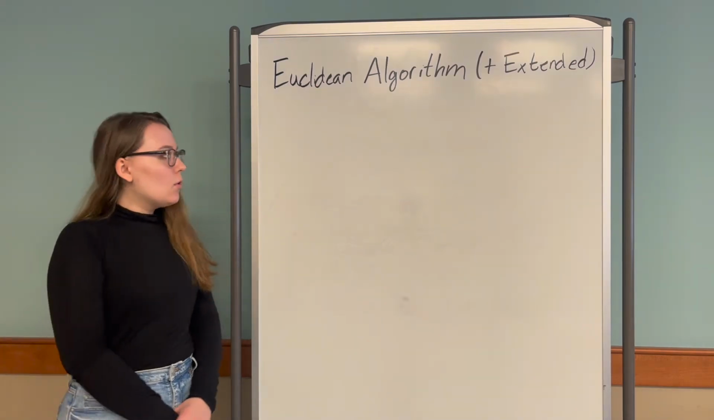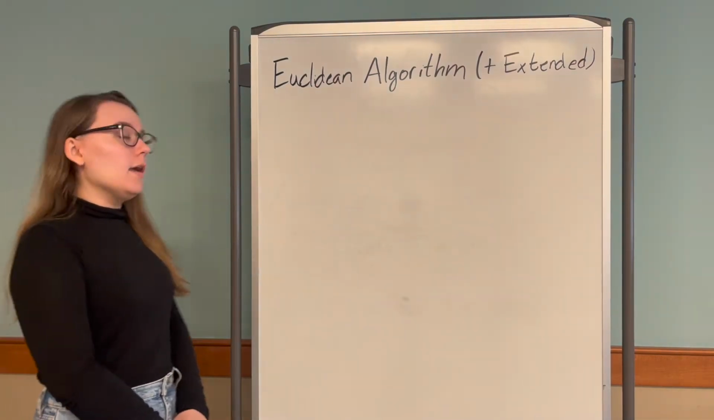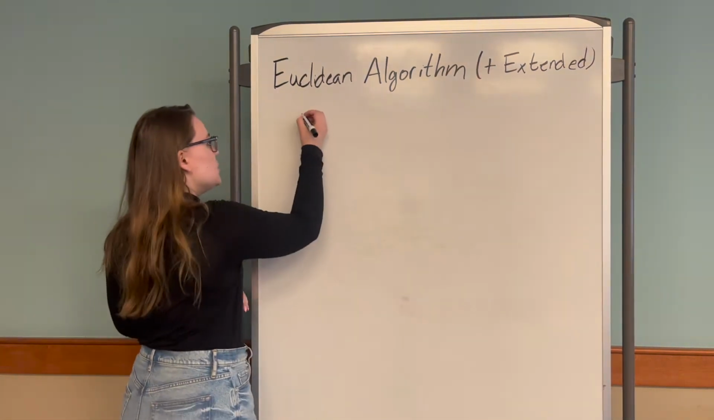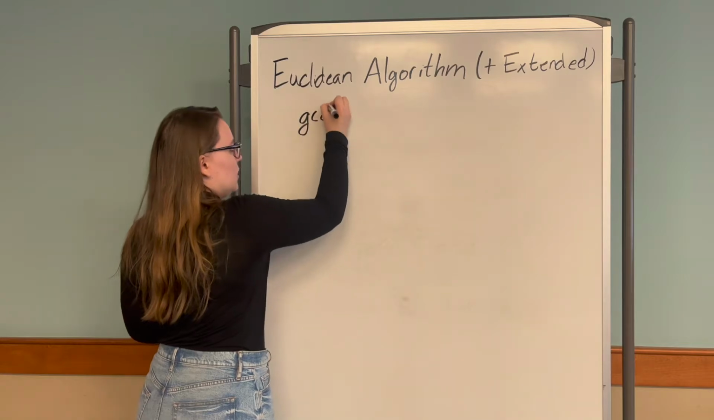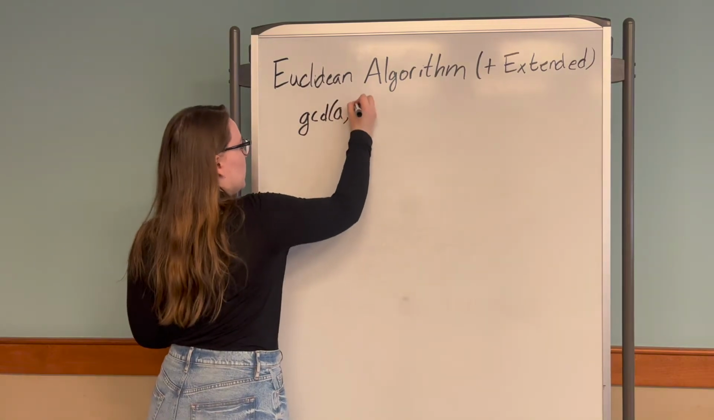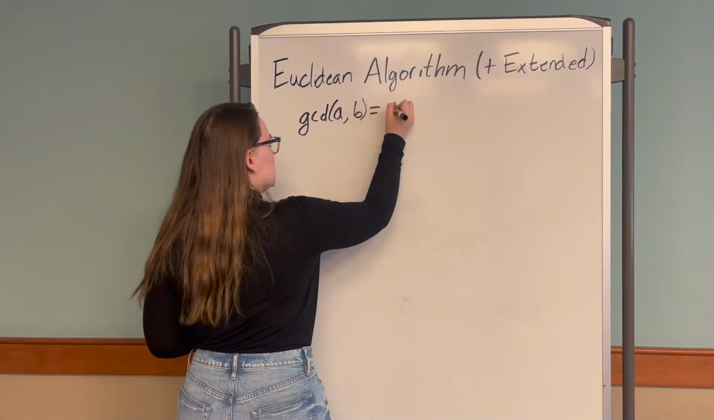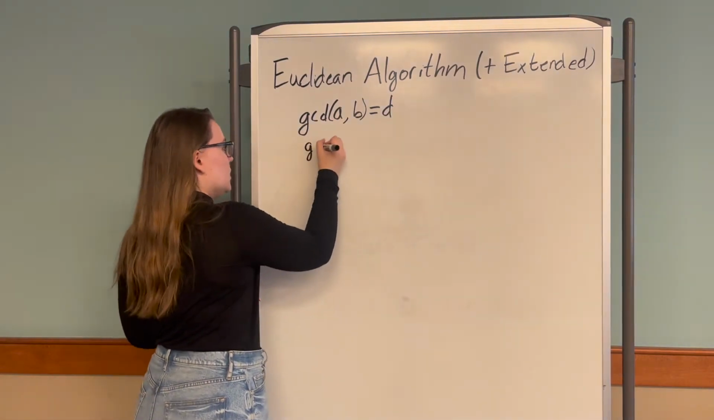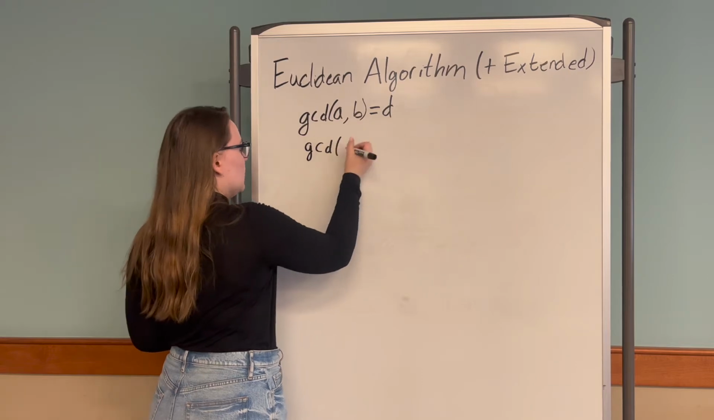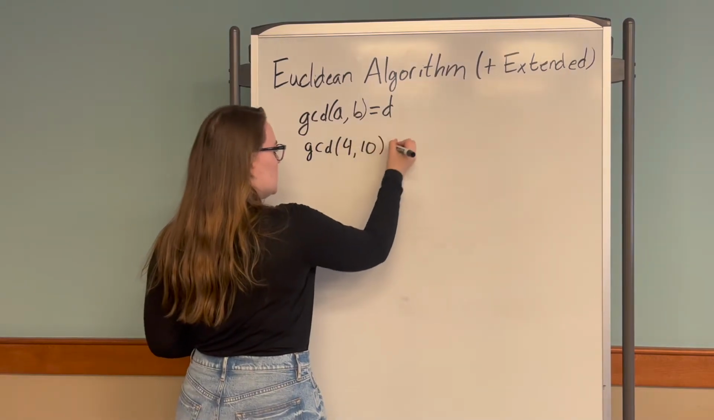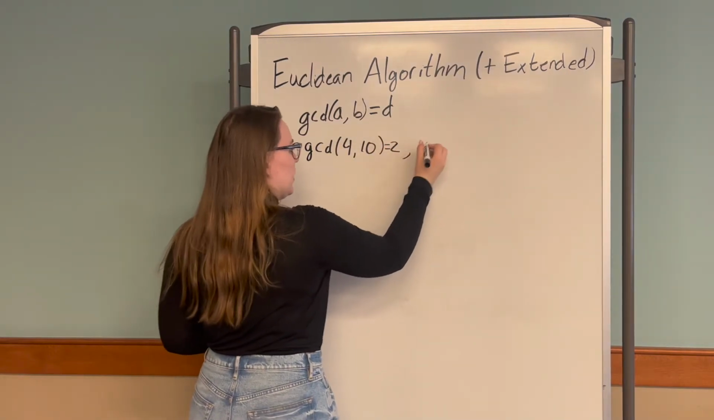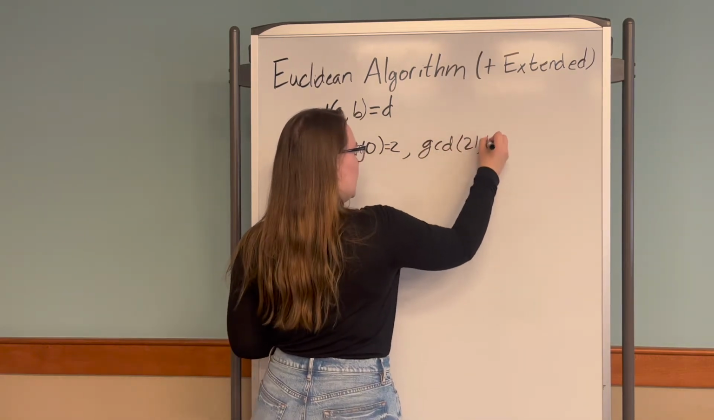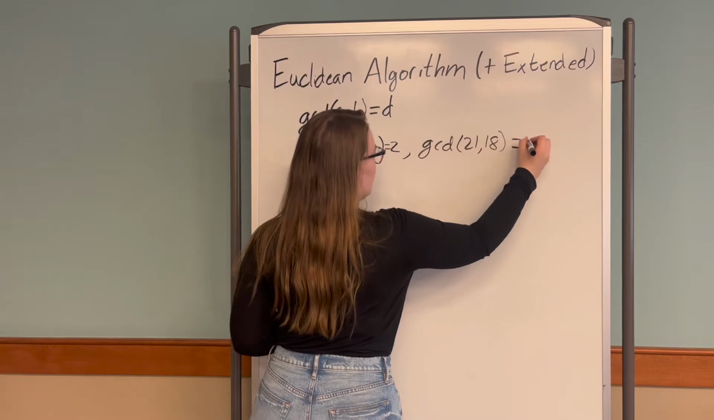Today I'm going to be giving you a crash course on the Euclidean algorithm and the extended Euclidean algorithm. So the Euclidean algorithm is used for finding the GCD between two numbers a and b equal to some number d. Now most small numbers are pretty obvious because we see them a lot, like the GCD of 4 and 10 is equal to 2, and the GCD of 21 and 18 is equal to 3.